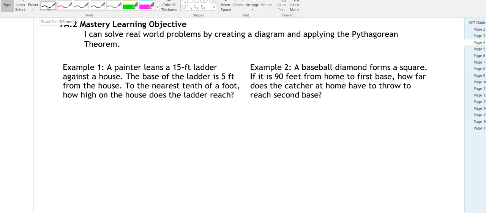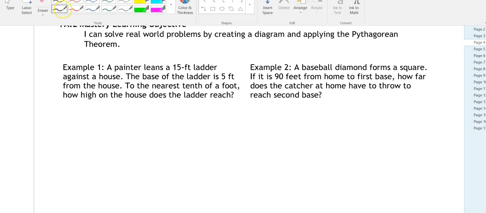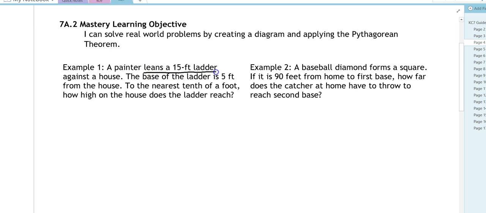So looking at this first example, it says a painter leans a 15-foot ladder against a house. The base of the ladder is 5 feet from the house. To the nearest tenth of a foot, how high on the house does the ladder reach? So again, we're going to have a triangle, right? It looks like we have a ladder against the house. So 15-foot ladder against the house.